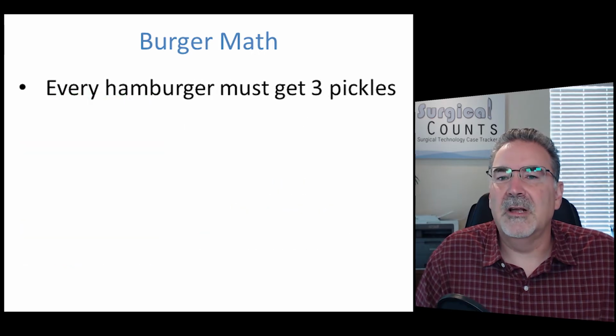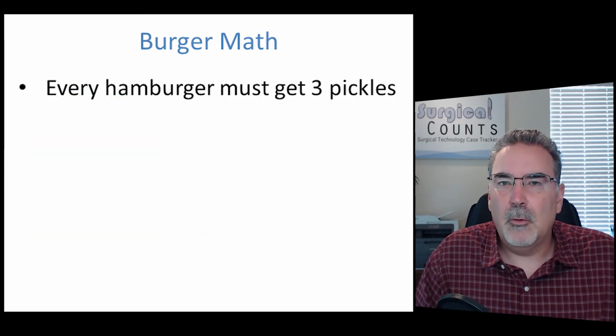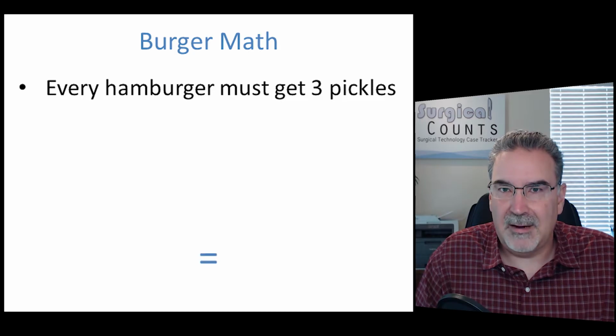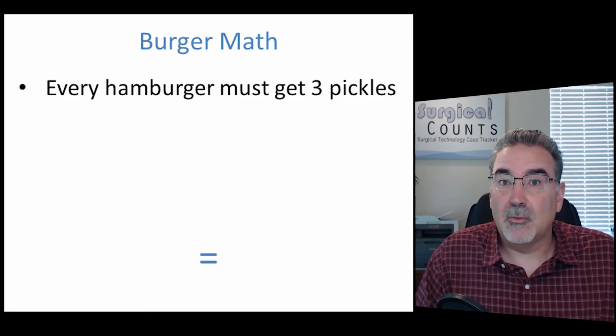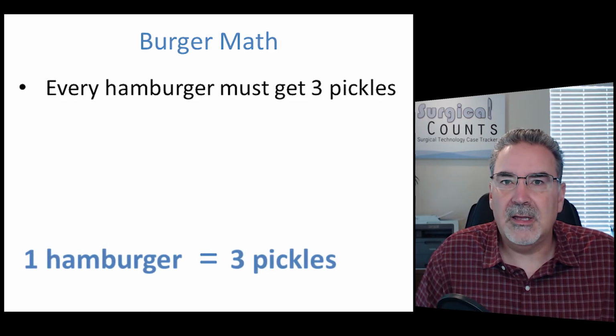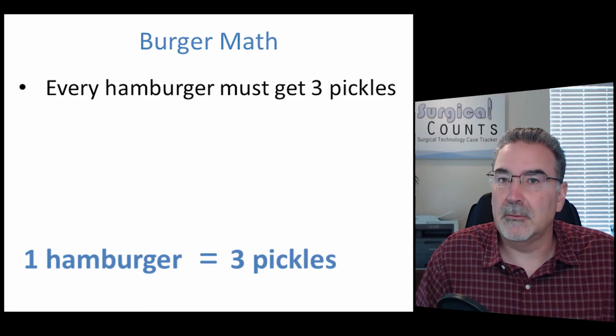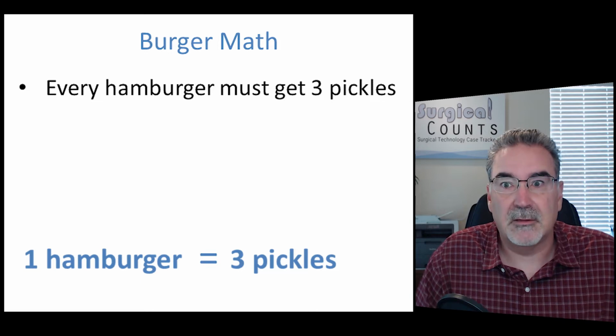So let's take a look at this phrase. Every hamburger must get 3 pickles. Well, we can write this mathematically. The way we're going to do that is write it as 1 hamburger equals 3 pickles. All right, that makes sense. So 1 hamburger equals 3 pickles because every hamburger must get 3 pickles.